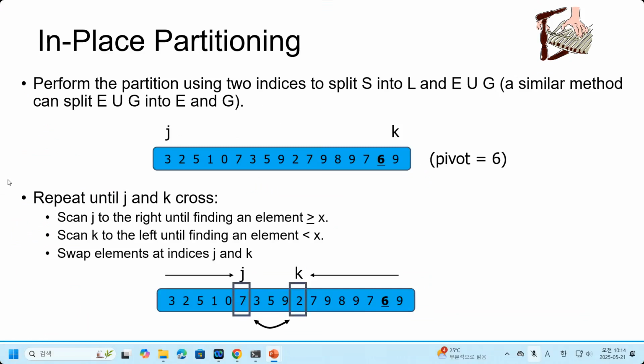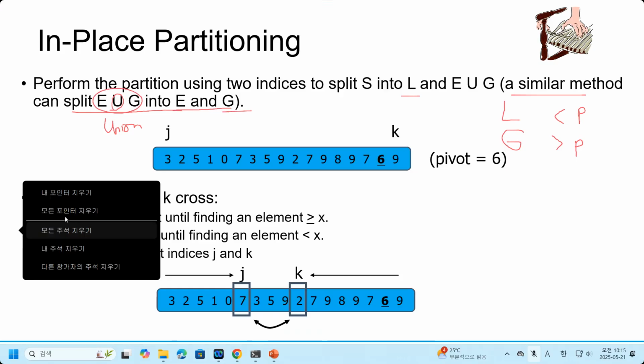So we have L, which is less than the pivot, and G, which is higher than the pivot. We can also split E union G in a similar way. We call this a union, so we just combine E and G into one. Or if you want to split E and G, that's also fine.